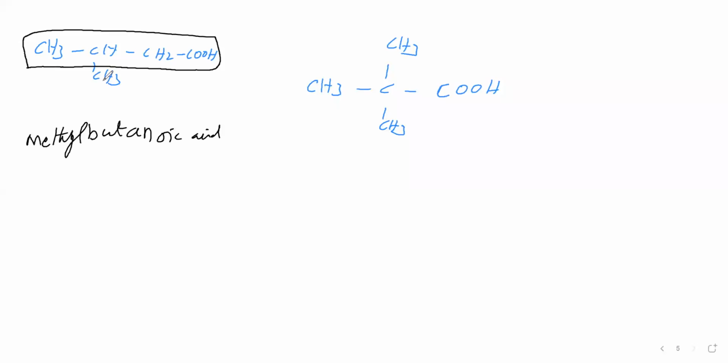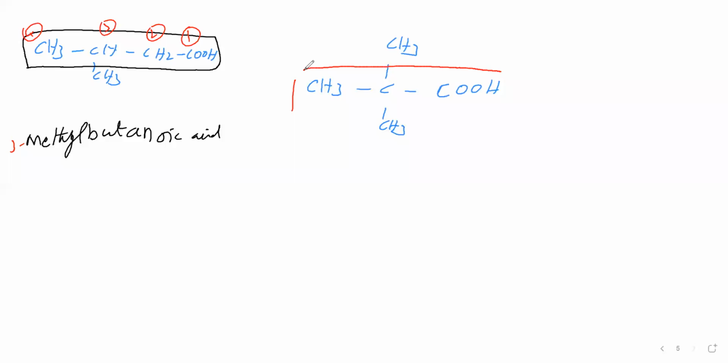Here, position of methyl we have to say, for which we have to give the numbering. How to give numbering in the sense, carboxylic carbon must get number 1. Therefore, methyl present at 3. So 3-methyl butanoic acid we said. Next compound we will take.